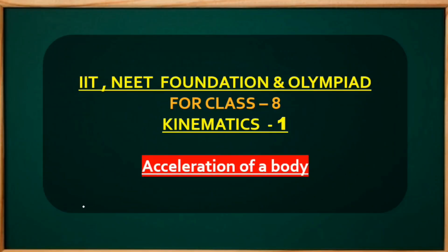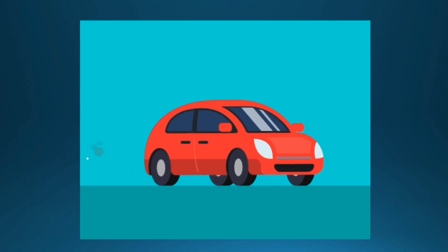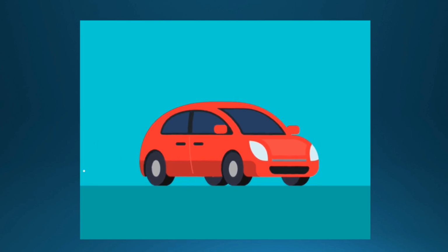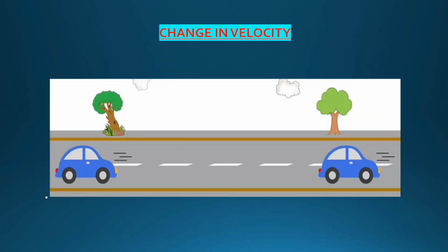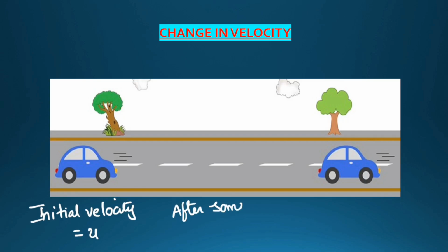Hello students, today we are going to discuss acceleration of a body. We can observe a car can speed up, a car can be slowing down. For example, initially if a car is moving with velocity u, that means initial velocity of the car, let it be u. After some time t, the final velocity of the car, let it be v, right?